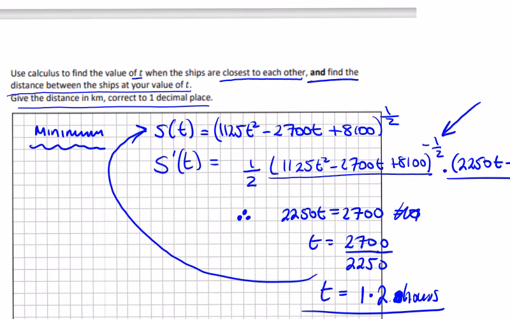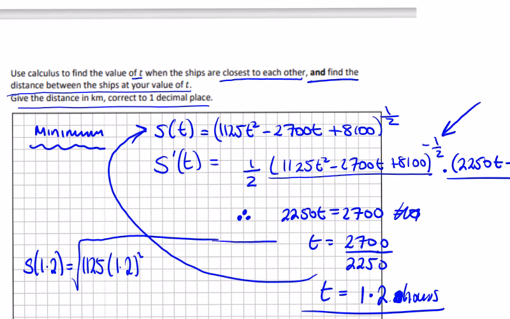This is our distance. So we're going to get s of 1.2, which is 1125 by 1.2 to be squared, and this is all to the power of a half. So you can put your square root on at the beginning if you're using your calculator. Minus 2700 by 1.2 plus 8100. Or you can put it to the power of a half at the end. And that's giving me s of 1.2 to be 80.5. That's kilometers.